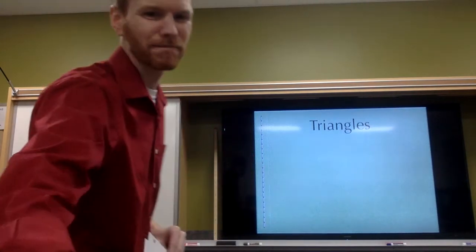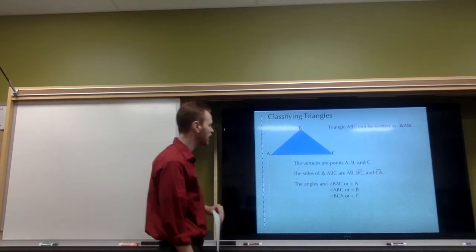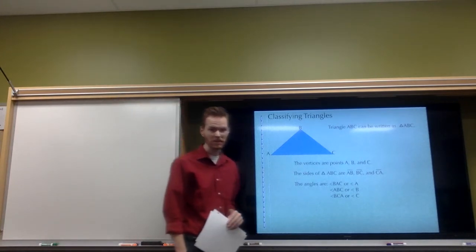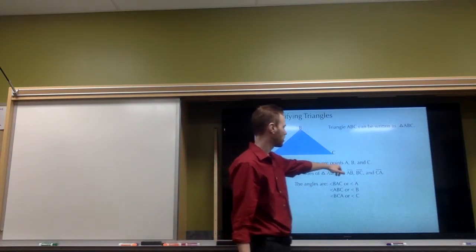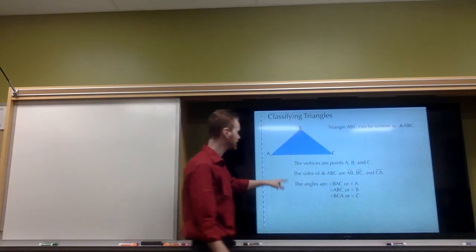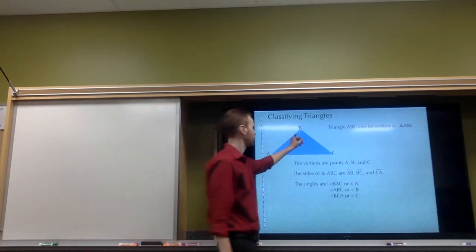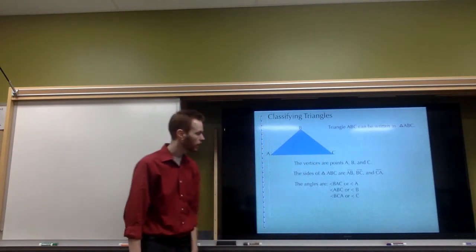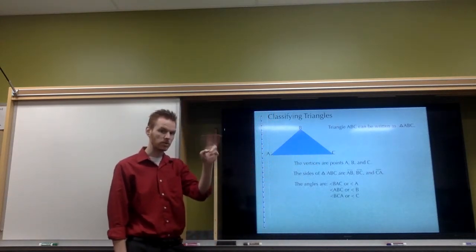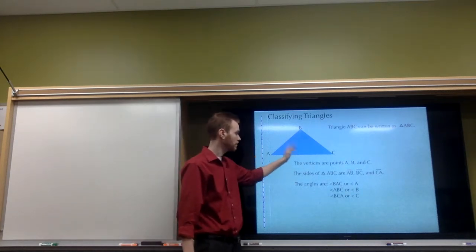All right? So classifying a triangle. Before we get into actually classifying it, let's talk about the different parts of it. I think it should be pretty self-explanatory. We have three vertices that are A, B, and C. They're points. The sides of a triangle are line segments. So in this case, we have side AB, BC, and CA. And remember, you're allowed to switch when it comes to line segments. The order doesn't matter.